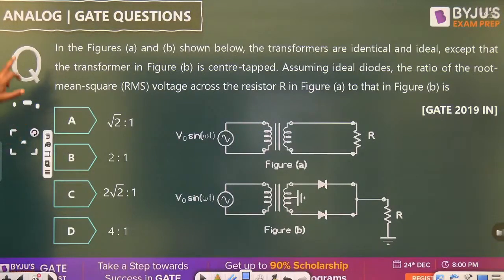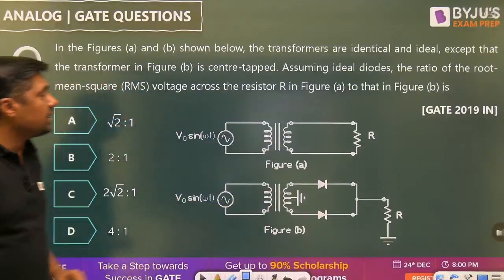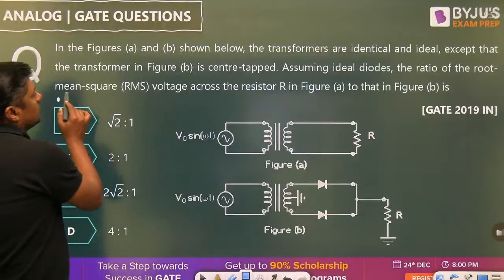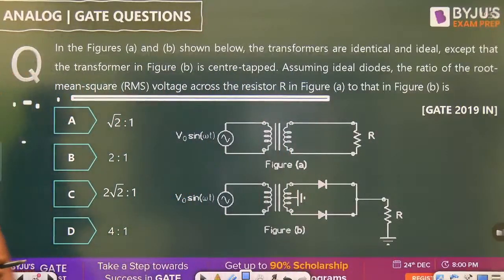In the figures A and B shown below, the transformers are identical. Both the transformers are identical, except that the transformer in figure B is center tapped. Assuming the ideal diodes, the ratio of the root mean square voltage across the resistor in figure A and B.